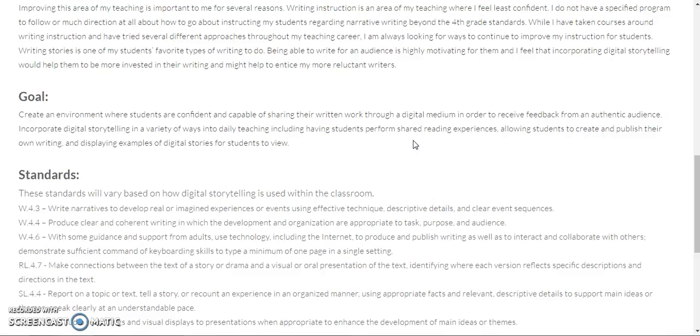I would like to incorporate it into my units and have it be something that my students are comfortable with doing. They become familiar with the routines, and it just becomes kind of second nature to them to present their work in this way, whether it's reading stories or sharing their own writing, all the different ways that we can use digital storytelling.